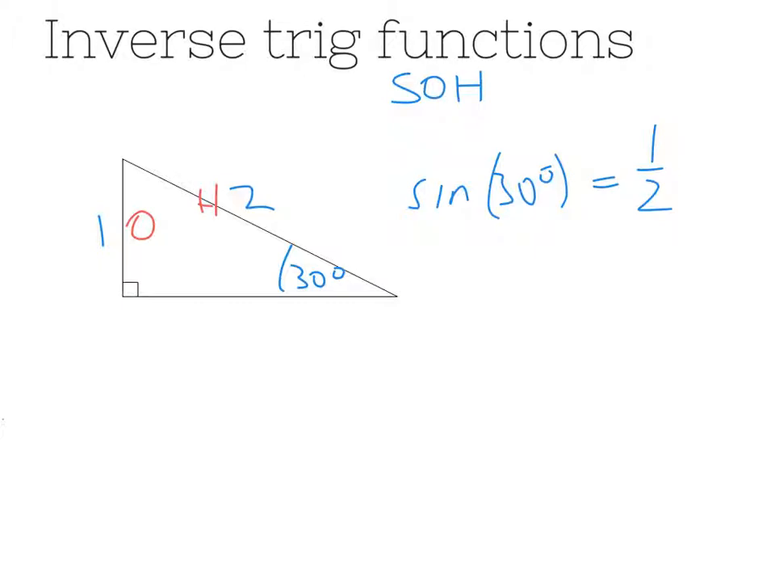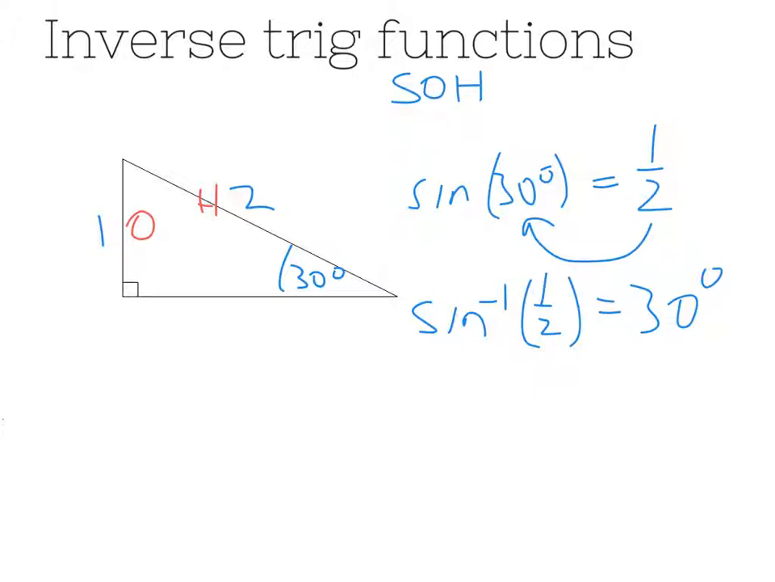We can do the opposite of finding the ratio. In this case we can find the angle from the ratio, and we use the inverse function for that. The inverse sine of a half is 30 degrees. The inverse function gives us the angle from the side ratio.